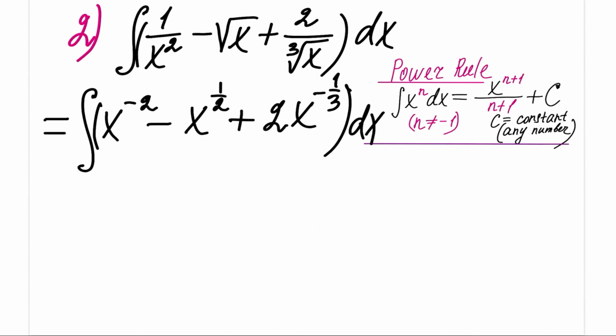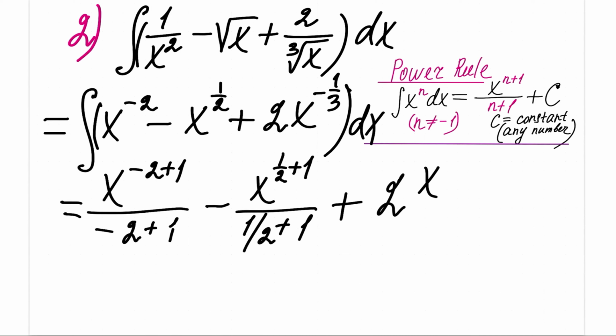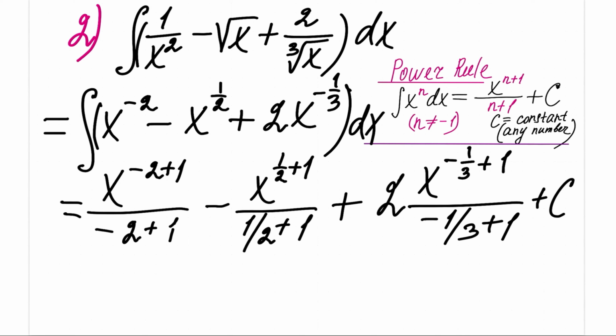So now it's high time to use the power rule. Let's begin. For the first one, -2 plus 1 is your new power. And we divide by this new power. Moving to the second one, 1/2 plus 1 is the new power. And finally, for the last one, we have to keep the 2 in front, first of all, and increase the power by 1. Alright, don't forget to add c at the very end.